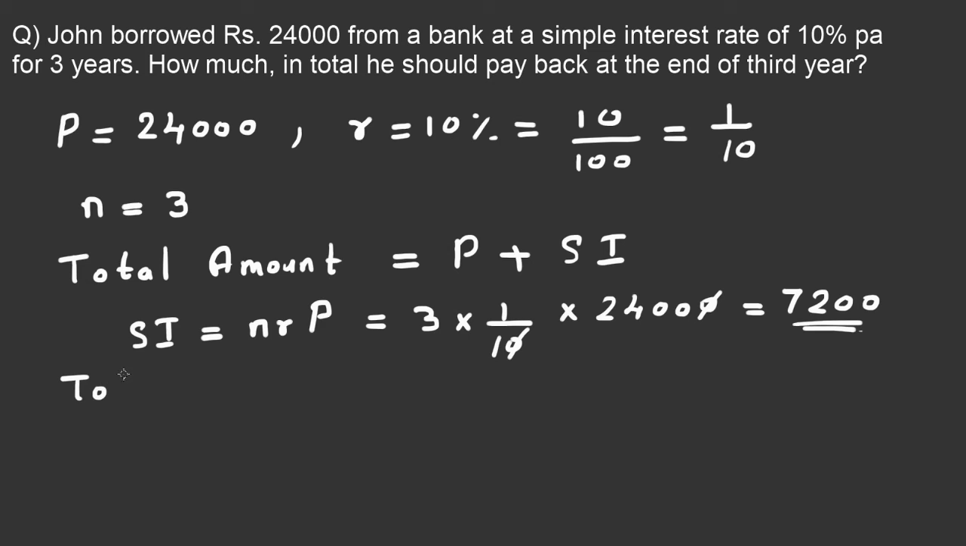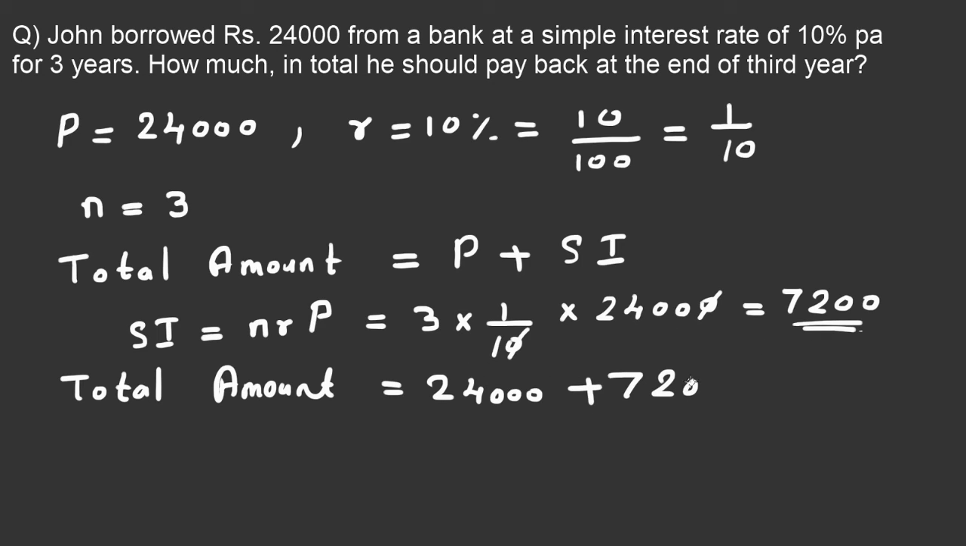Then what is the total amount? Total amount is equal to 24,000, that is the principal amount, plus simple interest. Simple interest I calculated as 7,200. So the total is 31,200.